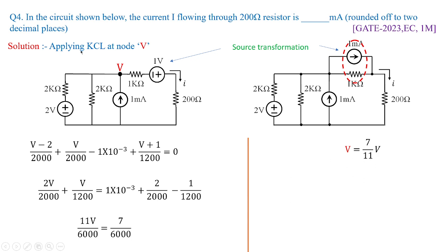Once we are done with V, I can get the value of I, that is V plus 1 by 1000 plus 200. Substituting the value of V, you're going to get the value of current, which is 1.36 milliamperes. So you can see how basic questions are framed for 1 mark in recent GATE exams. So you need to prepare accordingly by looking into the basics of electrical circuits and networks.